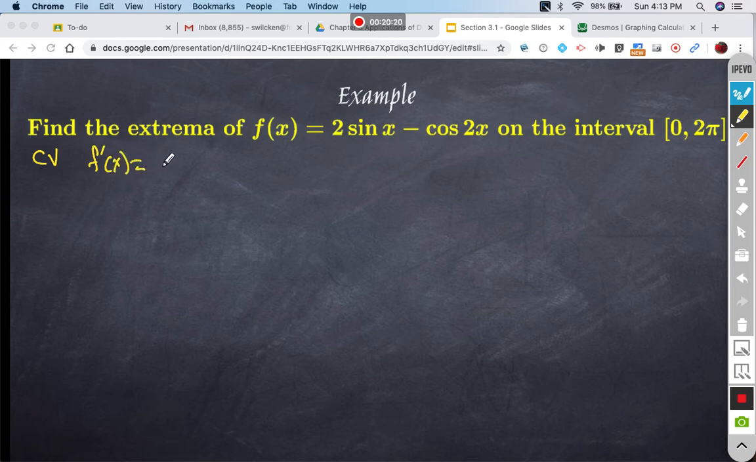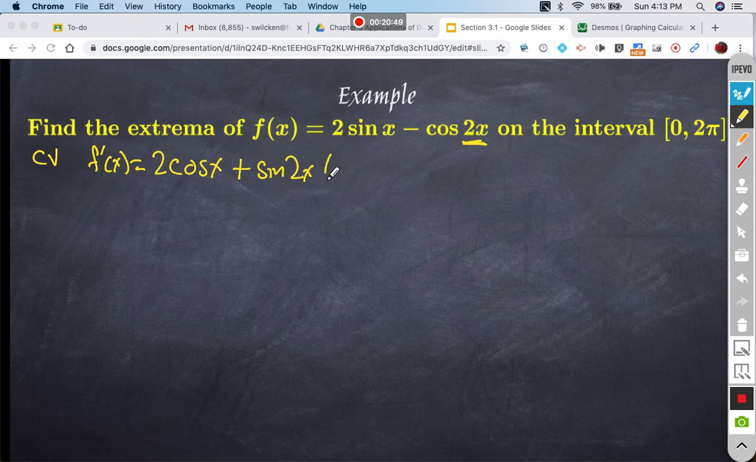2 sine of x is just going to give me 2 cosine of x. I like that one. That one's easy. Here we have cosine 2x. If you really wanted to, you could pull out your trig identities and break that down using the double angle formula for cosine. I never remember that one. I got to look that one up. But I'm just going to use the chain rule.